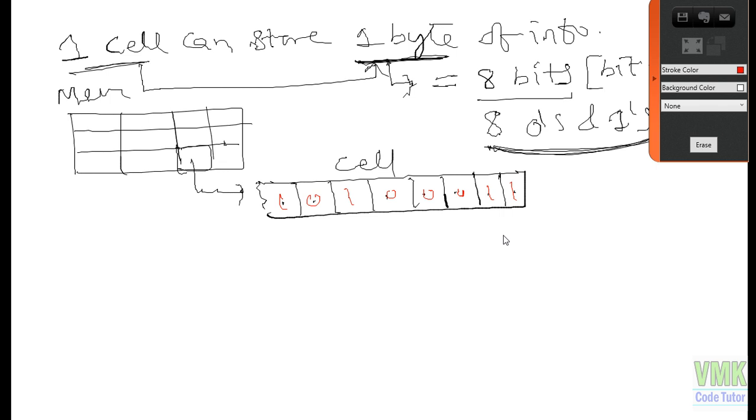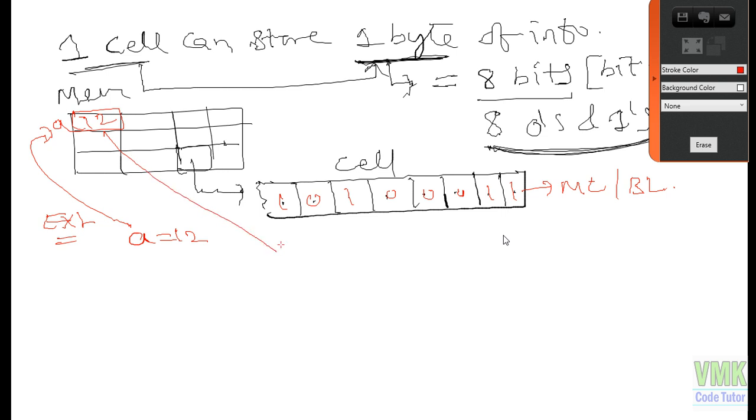Zeros and ones. Means what? Machine language or binary language. Now let me give you one example. For example, a is equal to 12. How is this 12 going to be stored? Let me say that a is a name given to this particular cell where the 12 is stored. But how exactly is this cell a stored with a value? That is what I am going to explain now.